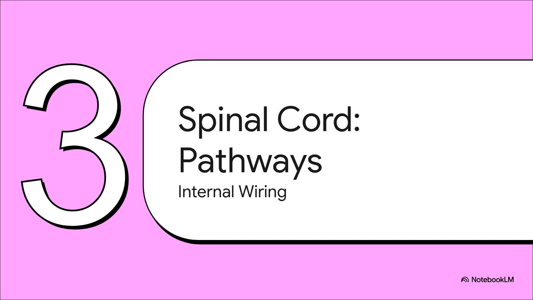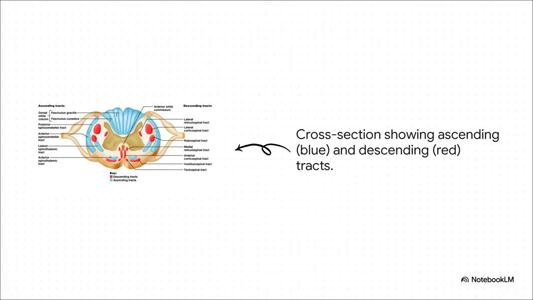Now for section 3, let's go deeper. Let's look inside the cord at its internal wiring, the ascending and descending pathways, or tracts, that make up its white matter. This diagram is absolutely essential for understanding how the spinal cord works. It shows a cross-section of the white matter, and you can see it's all neatly organized into pathways. All the ascending tracts, colored here in blue, are carrying sensory information up to the brain, and all the descending tracts, shown in red, are carrying motor commands down from the brain to the body.